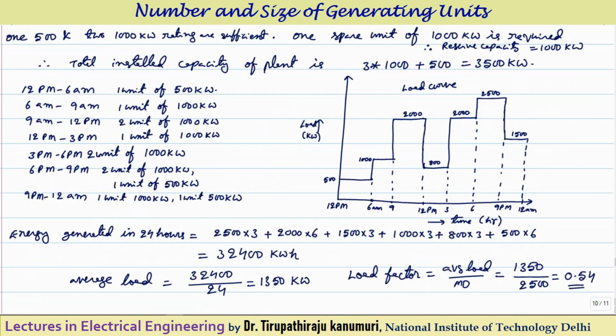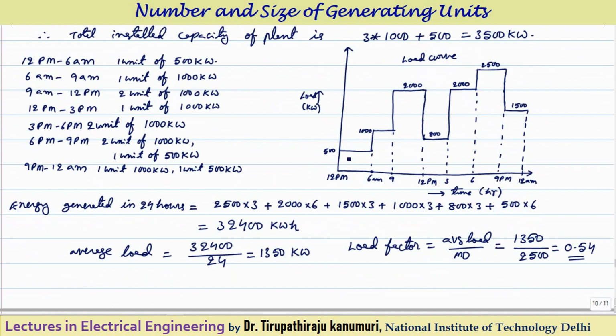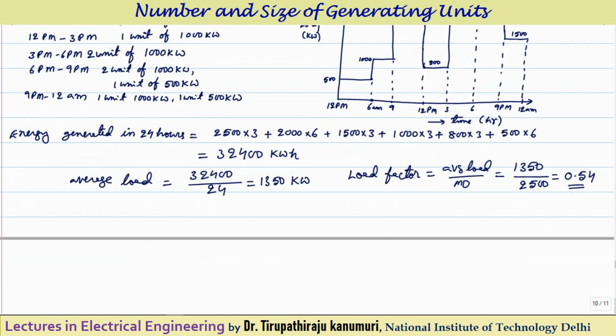So now going for the operating schedule. How to go for the operating schedule? Again I have gone to the load curve. From the load curve we can decide the operation schedule. 12 pm to 6 am, you can see the load is 500, so 1 unit of 500 is sufficient. From 6 am to 9 am, 1 unit of 1000 kilowatt can supply. From 9 am to 12 pm, 2 units of 1000 kilowatt because it will be equal to 2000. From 12 to 3, 1 unit of 1000 is sufficient. 3 to 6, 2 units of 1000 required. 6 to 9, 2 units of 1000 plus 1 unit of 500 is required, and from 9 to 12, 1 unit of 500 and 1 unit of 1000 you can operate. So in this way the operating schedule is there.